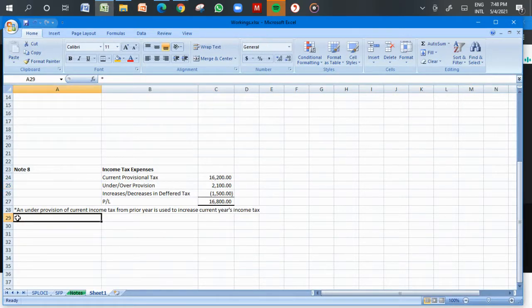So you can document. If you want to be a distinction student, that's what you actually do. You document why we have to add the other provision. In this case, just document the other provision because that's what we have here. And also you can just put a note to say an increase in deferred tax, we deduct it from the current provisional tax in order to arrive at the income tax expense for the year, and you also document the reason. That is if you want to maximize your marks.